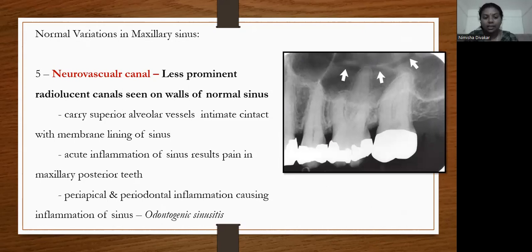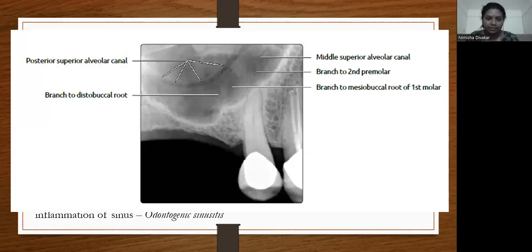And if there is acute inflammation of sinus, when we have sinusitis, we have pain in tooth. If there is any periapical or periodontal inflammation which causes the inflammation of sinus, it is known as odontogenic sinusitis. And if there is any maxillary sinus infection, we have pain in teeth, which is because of the superior alveolar vessels and nerves. So neurovascular canals carry superior alveolar vessels and nerves. You can see in this picture clearly, this is the posterior superior alveolar canal, which is commonly called neurovascular canal, which is a normal variation in maxillary sinus.